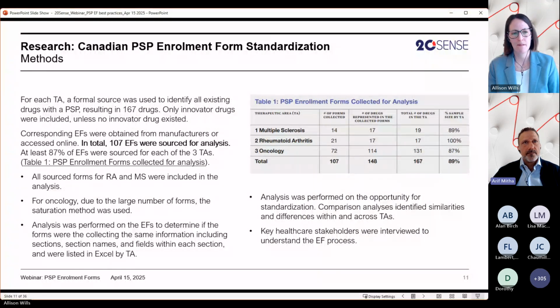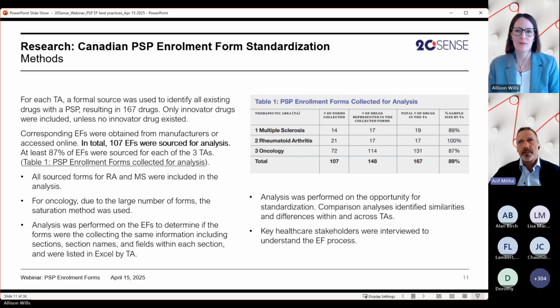Okay, so the first step of the project was gathering the forms for the analysis. It was a big step. For each therapeutic area, a formal source was used to identify all existing drugs with a PSP. So what's the denominator? How many forms or drugs are we talking about? That resulted in 167 drugs, and you can see the table on the right.